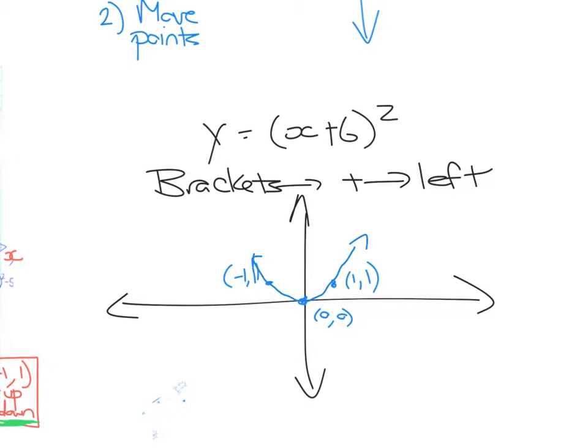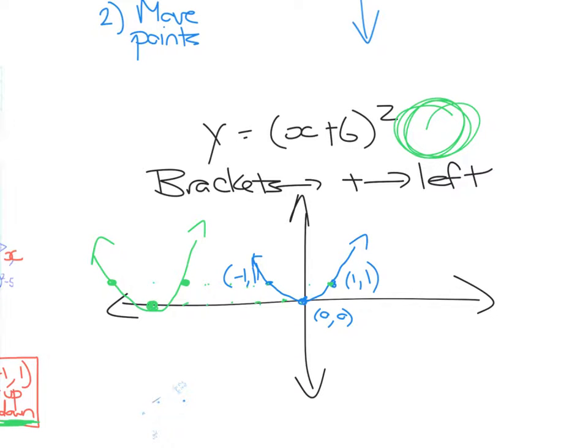Now, the number in the bracket is positive, so we're going to move it 6 left. Let's move each of these points 6 left. Starting with this one, 1, 2, 3, 4, 5, 6 left. It gets to here. We don't move it up and down because we don't have a number here. Then this one, 1, 2, 3, 4, 5, 6. And then this one, 1, 2, 3, 4, 5, and 6. We've moved it 6 left, and then we join it up.